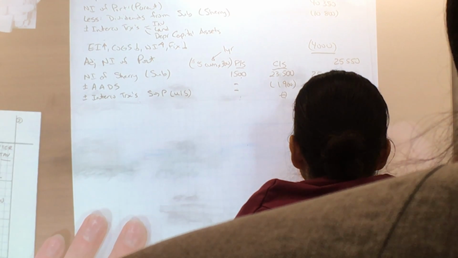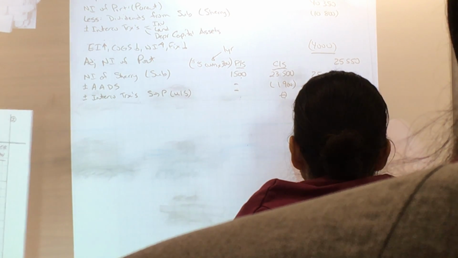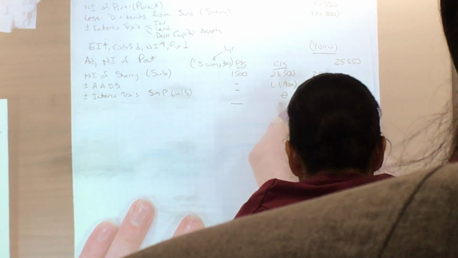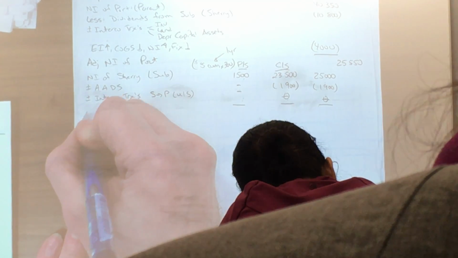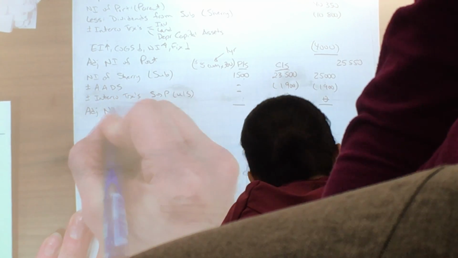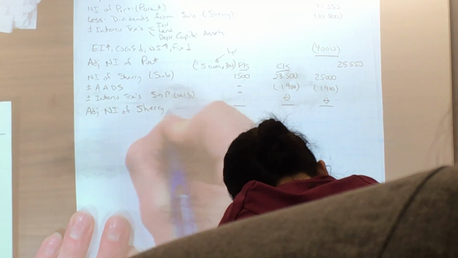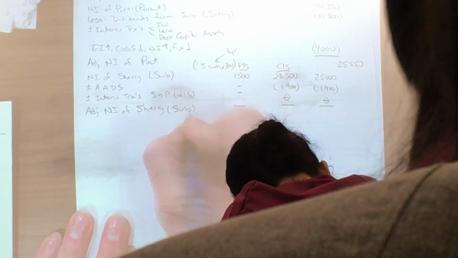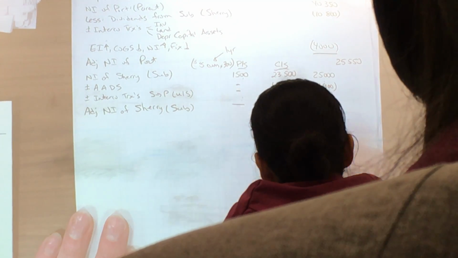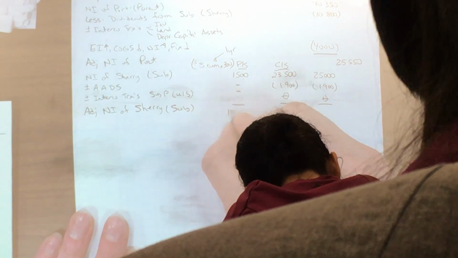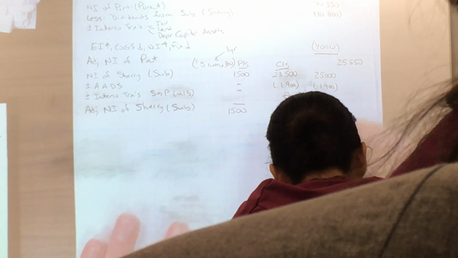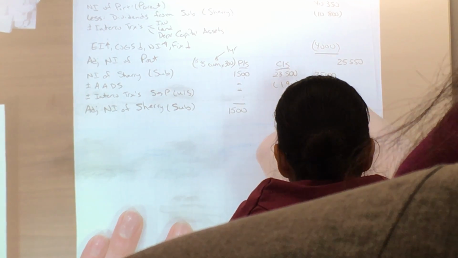Okay, so now, what do I have here? Now we can calculate an adjusted net income of Sherri, which is our sub. So we'll just add our columns together. We have 1,500 for the preferred. We have 21,600 for the common.